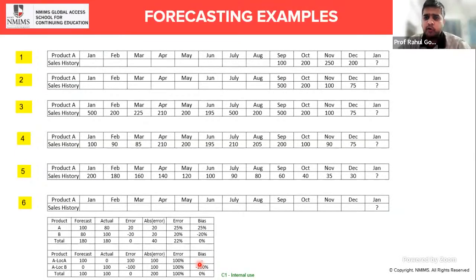If over a period of time you see 1 month positive, 2 months negative, it means it is okay, right? But if consistently you are seeing positive, positive, positive, that means the organization has a tendency to overestimate or overproject. Is it clear? Understood the difference between error, bias, and business achievement?